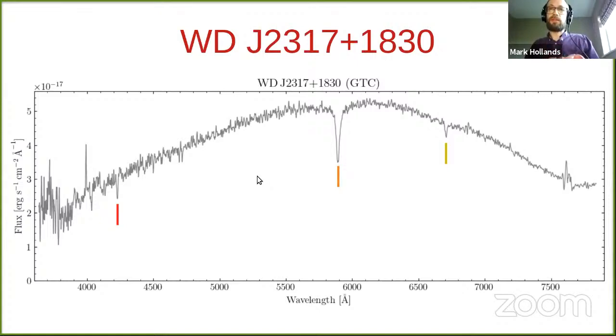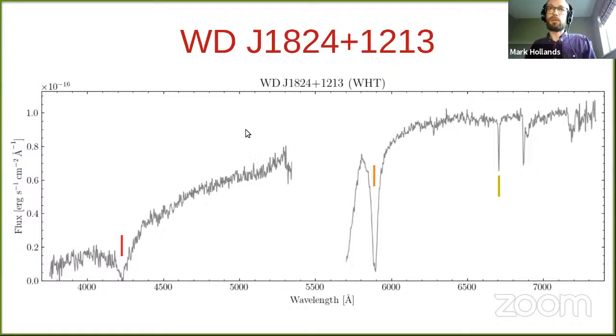Similarly, we found next 1824 plus 1213, which has a slightly different looking spectrum, but it also has a mixed atmosphere. So hydrogen and helium are both about a 1-to-1 ratio. And then the trace elements, which I should say, really are trace. We're talking about 10 to the minus 10, or in lithium, 10 to the minus 11 of the atmosphere by number. But we see these same elements again: calcium, sodium, and lithium.